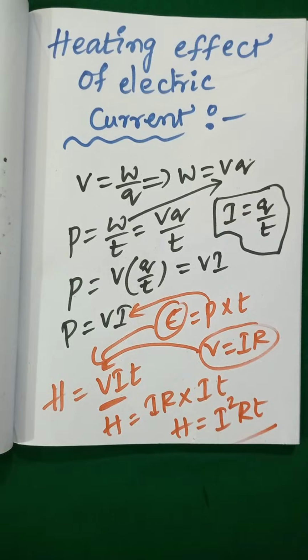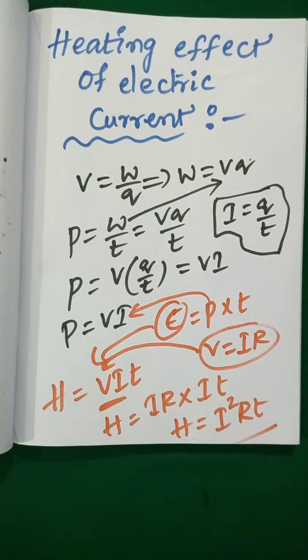So that is the answer. Check once. Heating effect of electric current. We can see V equals W by Q, potential difference. This is also known as Joule's law of heating.